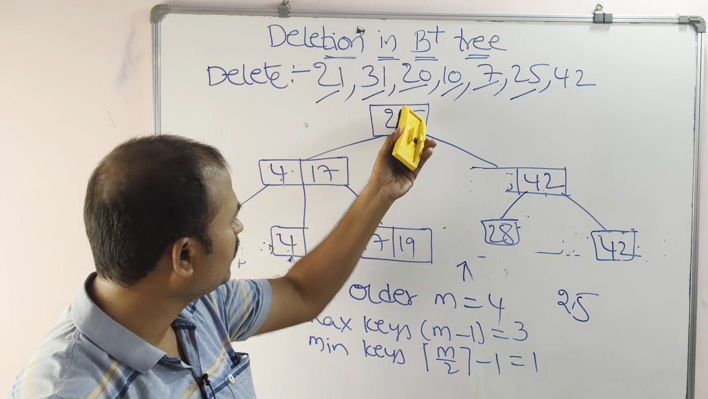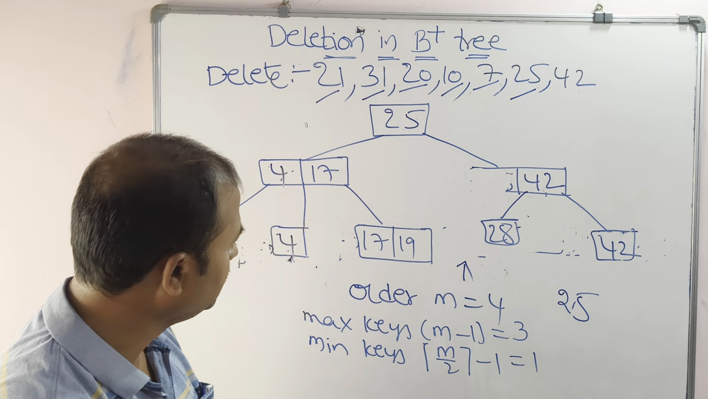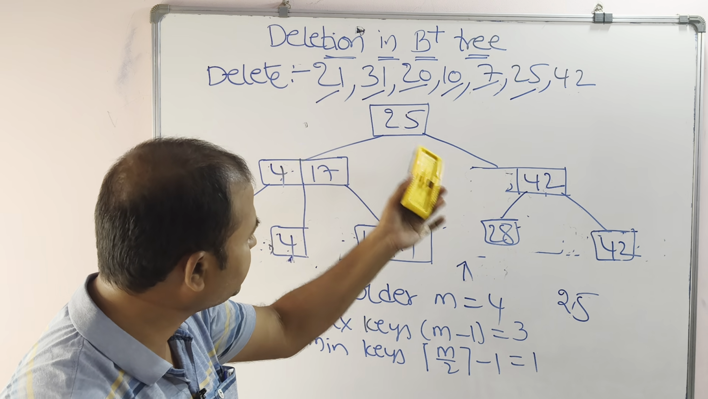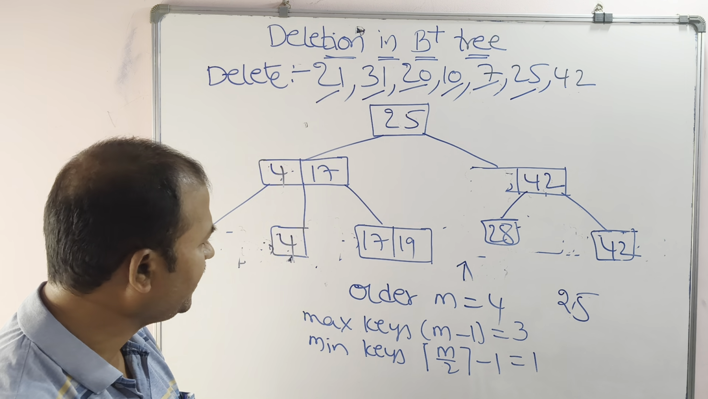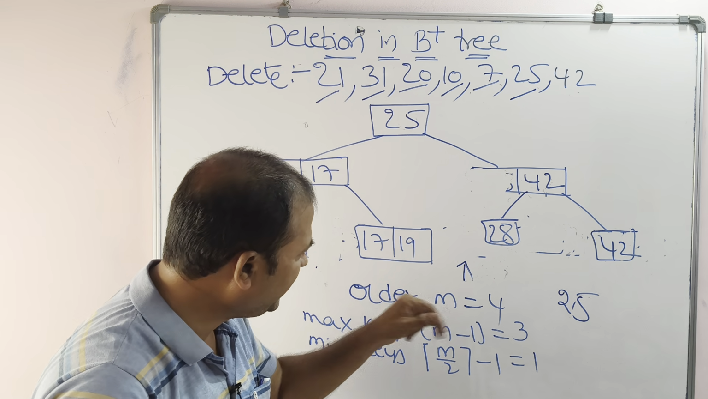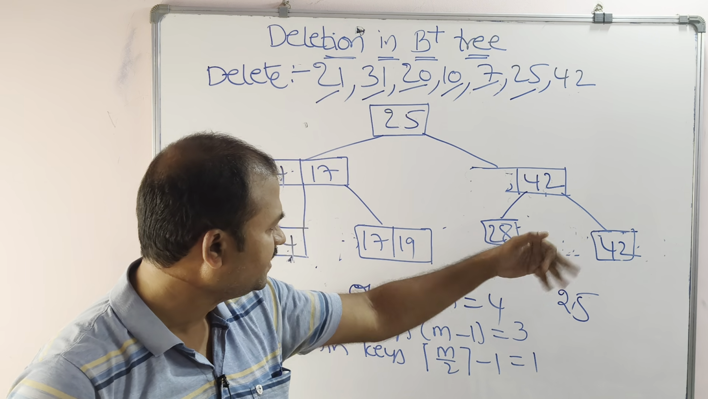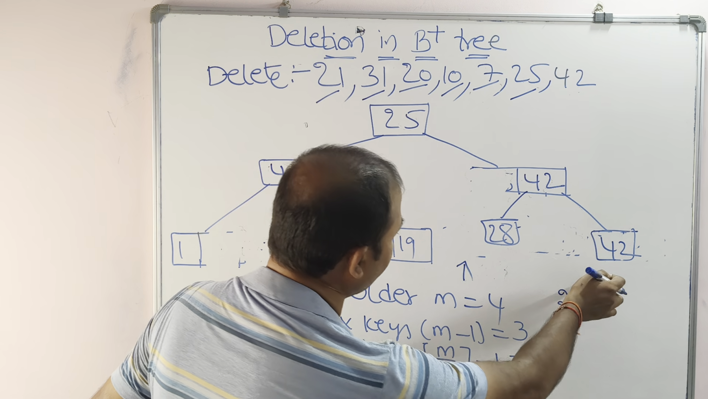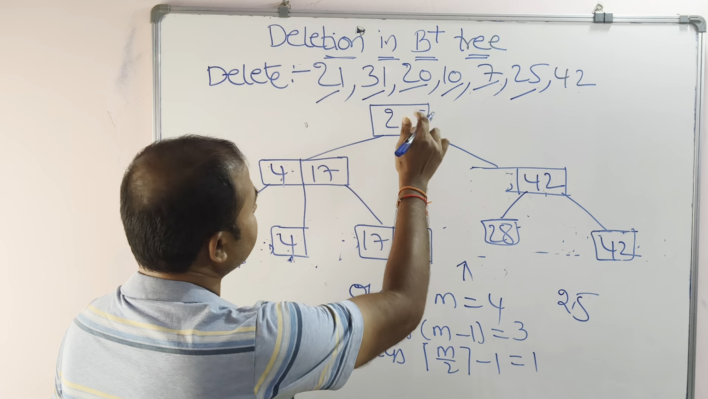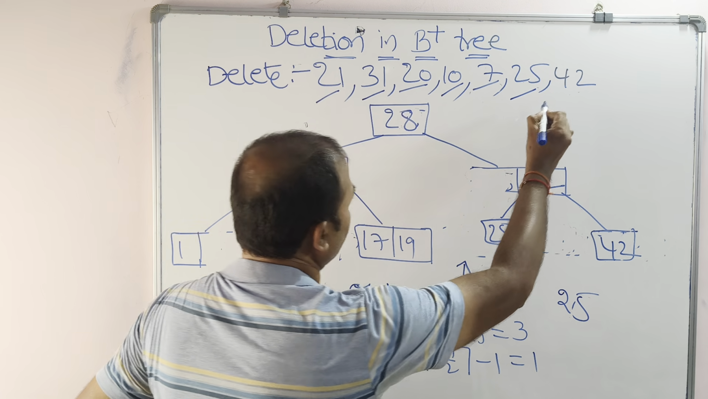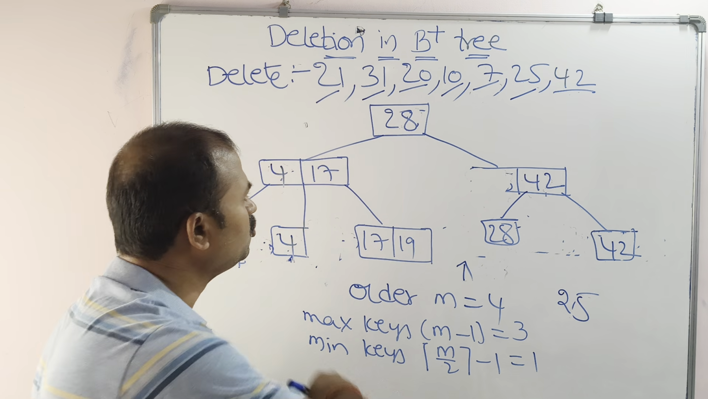So now we have to remove this internal node 25. For that we have to replace it with either inorder successor or inorder predecessor. Let us replace with the inorder successor. Inorder successor means the right subtree's minimum value. Here the minimum value is 28. So let us replace 25 with 28. So after removing 25, this is the output.